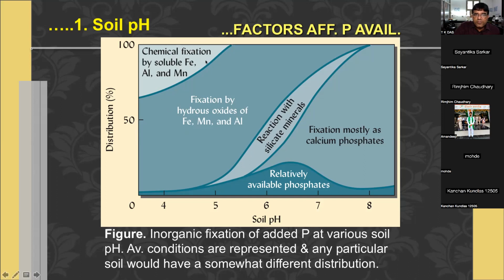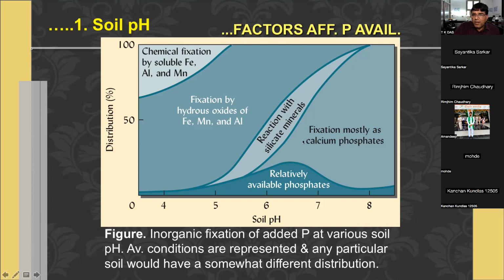This is a very large fixation under acidic conditions. It is also there in basic pH conditions, but less than in acidic pH conditions. See the proportion. So fixation by hydrous oxides of iron, manganese, and aluminum. Oxides also fix phosphorus under acidic environment, but under basic or neutral pH, this proportion decreases.